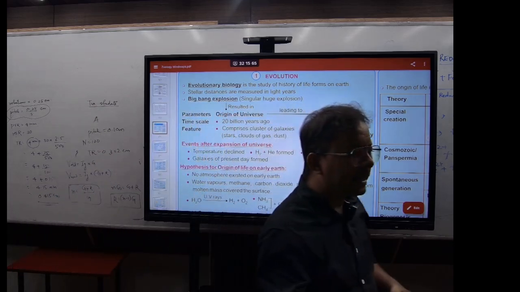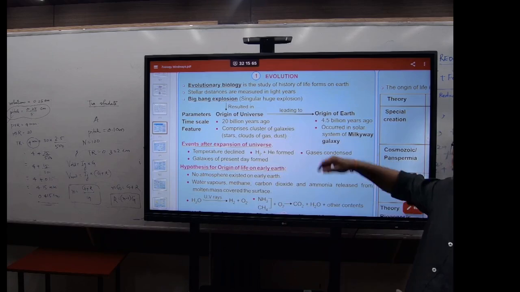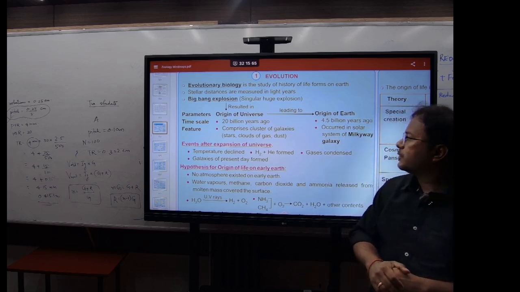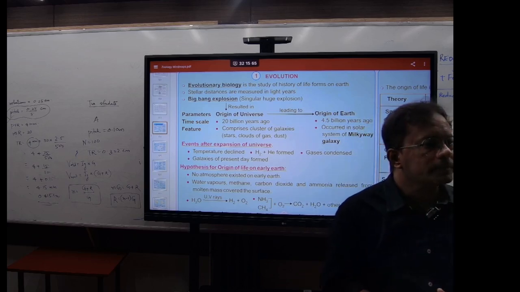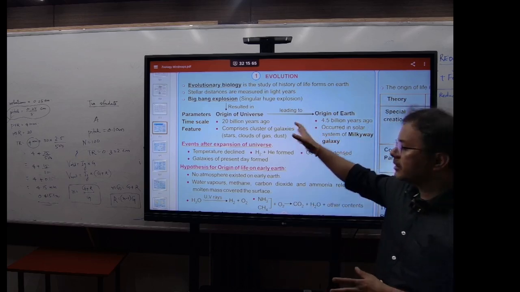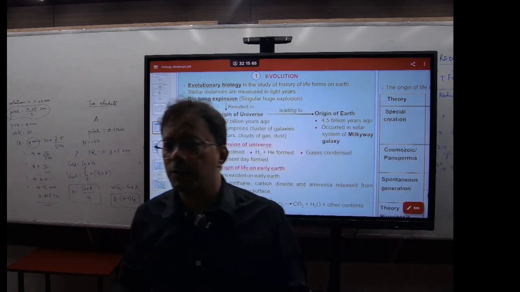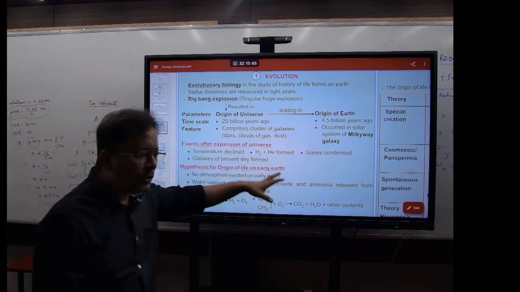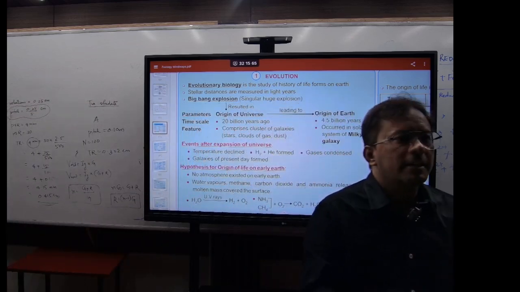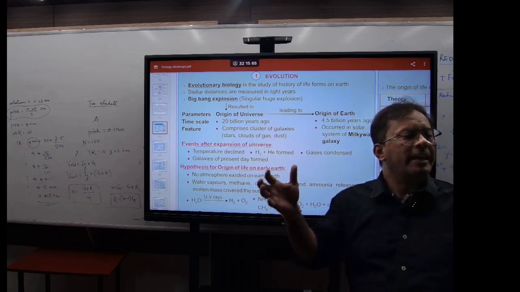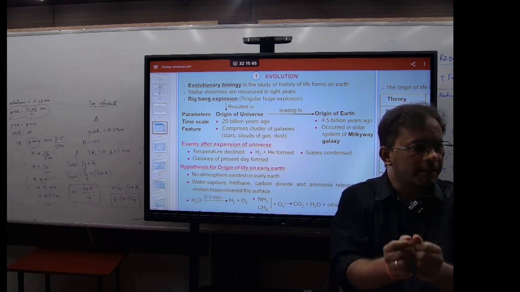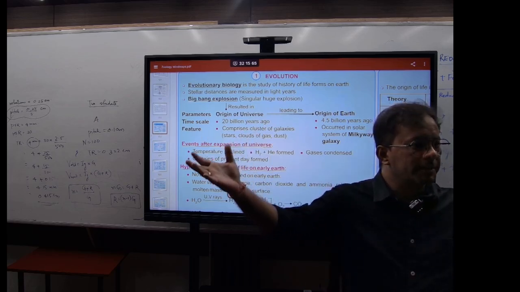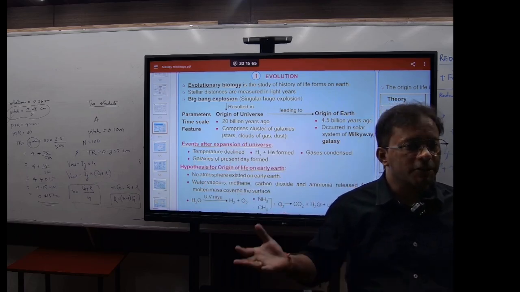So what is the age of the universe? It's mentioned here somewhere, you see. Universe has formed around 20 billion years ago. So the theory which explains how the universe has formed is known as the Big Bang theory. According to this theory, initially there was a huge energy condensed into a very small particle, which is called singularity.